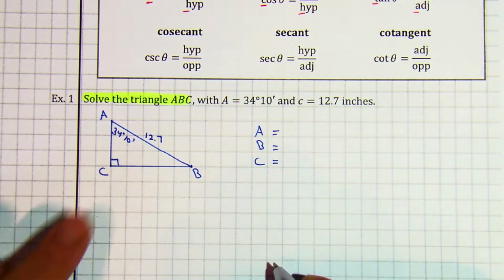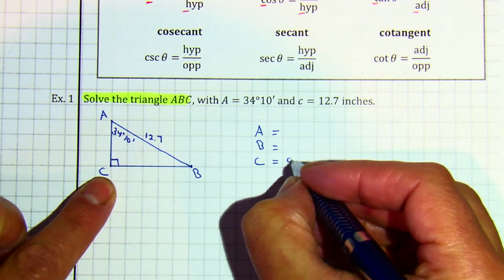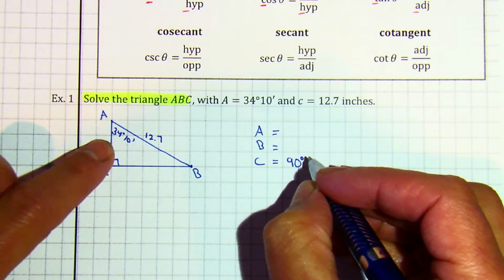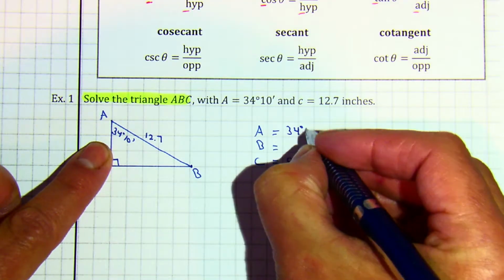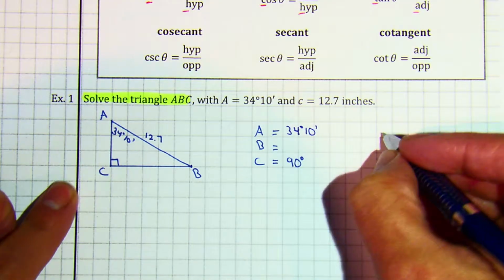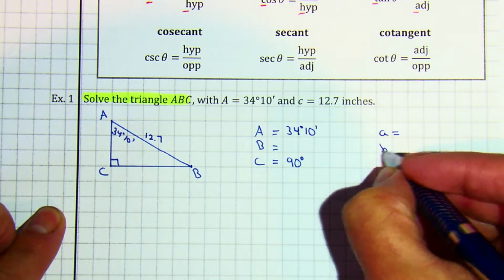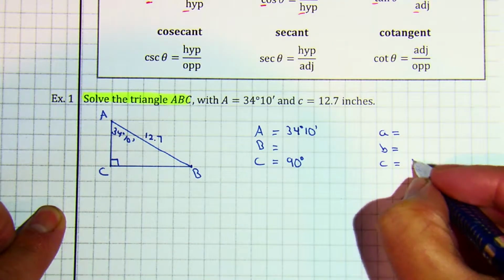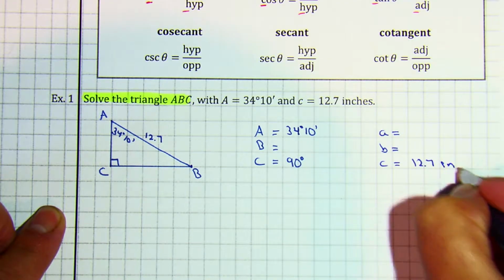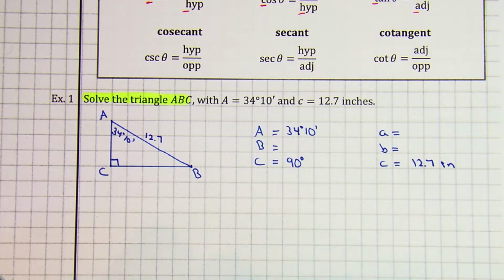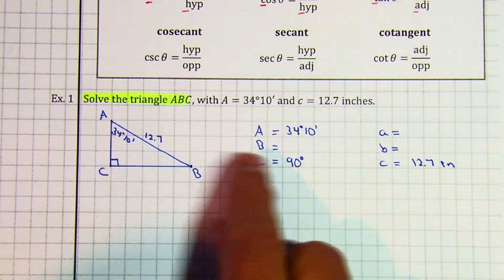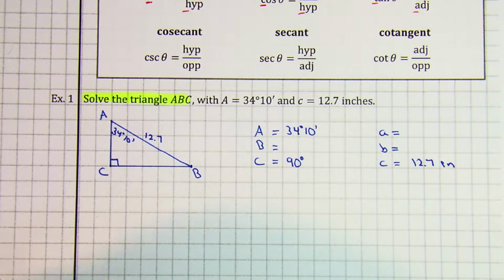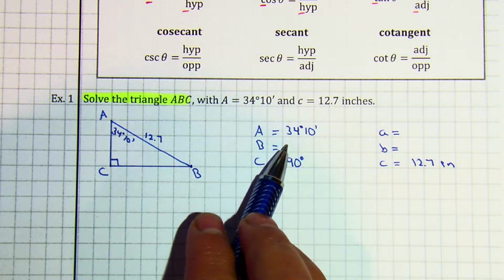Well, we know that C is 90 degrees, angle A is 34 degrees 10 minutes. Then side A, side B, and side C. And the only one that we know is 12.7 inches. So therefore, we need to find the remaining two sides and the angle. So which one do you want to find first? Correct. The easiest one to find is this angle here.